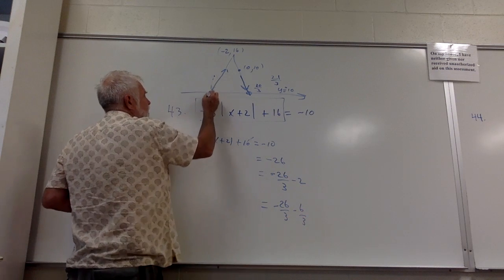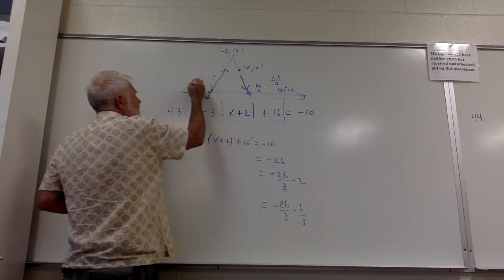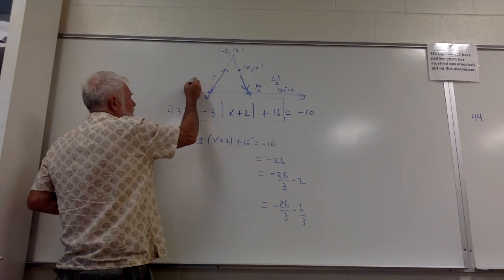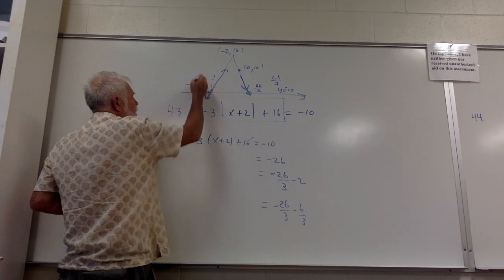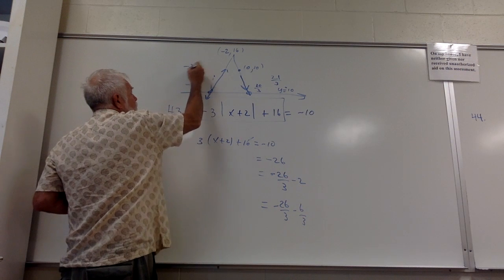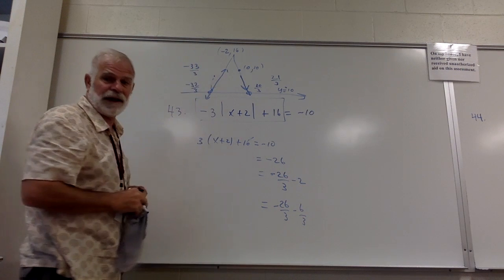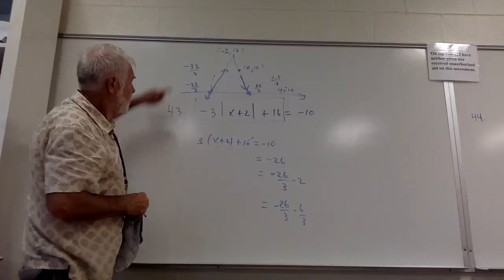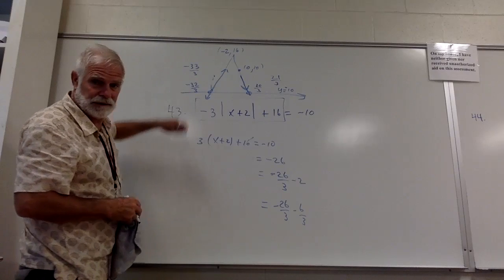So that's this intersection here. That's the x value, minus 32 over 3, which is near minus 33 over 3. My guess was somewhere near negative 10, negative 11. Well, that's negative 11, so this is pretty close.